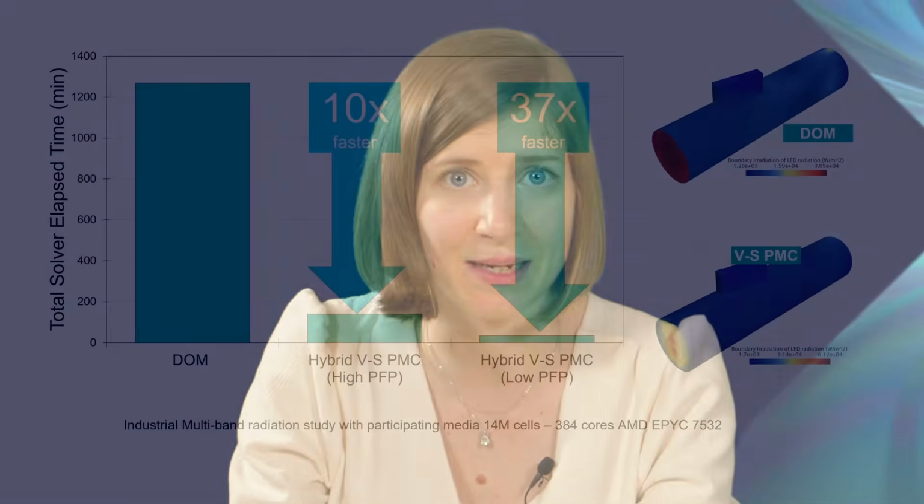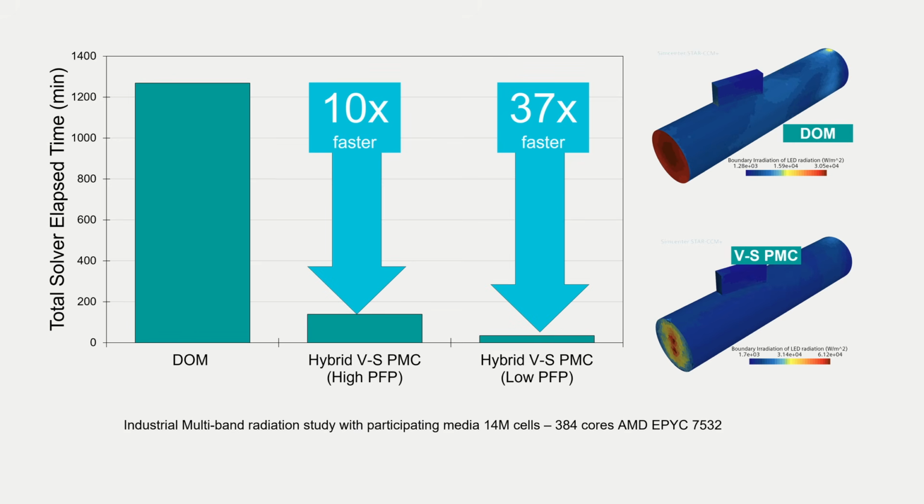The volumetric Photon Monte Carlo model works in conjunction with the surface Photon Monte Carlo model. So thanks to this hybrid volume-surface scheme, you can use the volumetric method only in the regions where absorption accuracy is needed, while using the surface model in the other regions. This allows you to achieve a speed up of up to 37 times faster compared to a pure DOM solution for an example of an optics simulation.